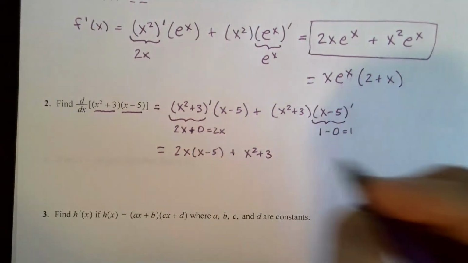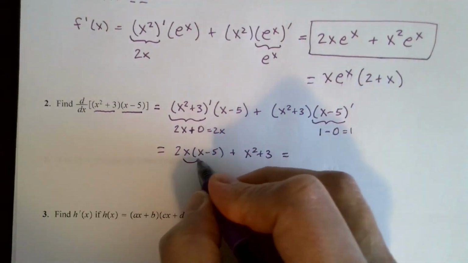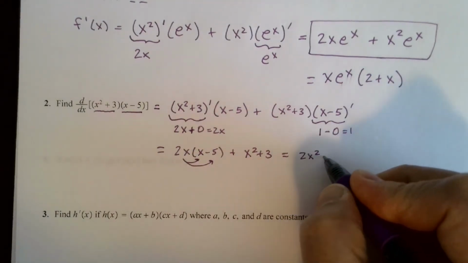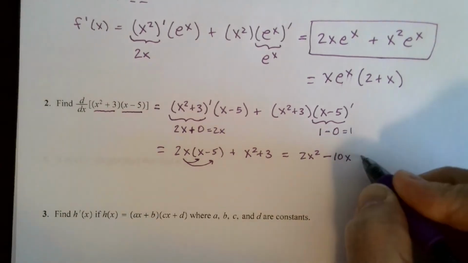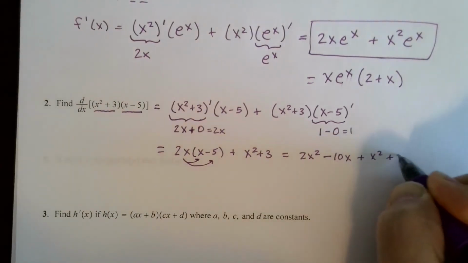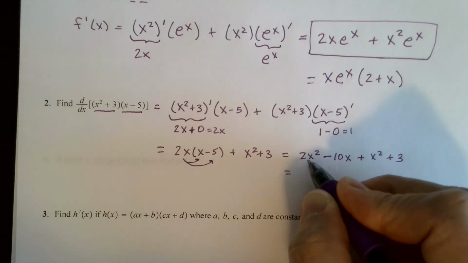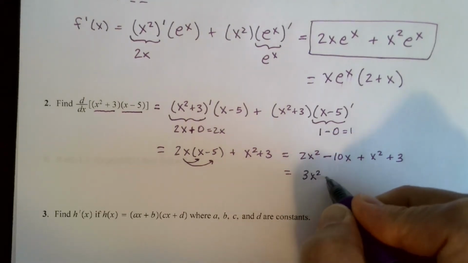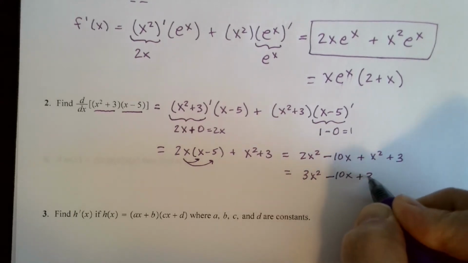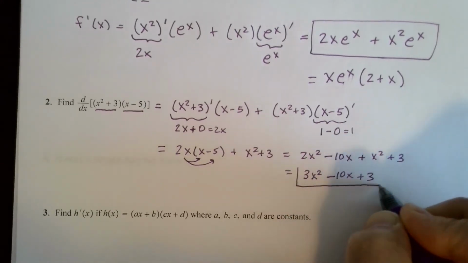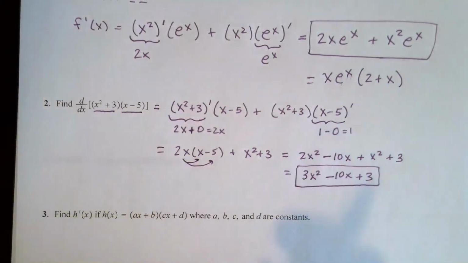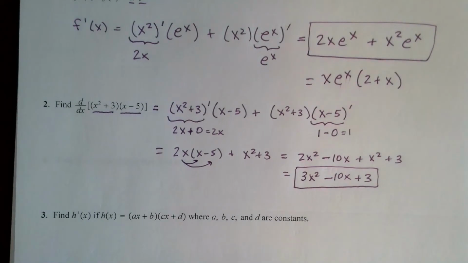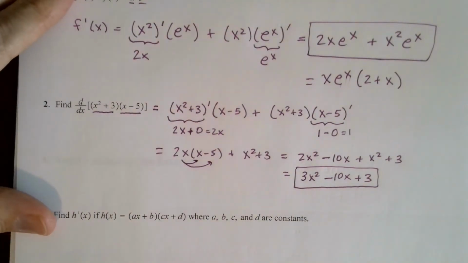Okay, there's my answer. But I might want to clean this up by distributing the 2x through, and I get 2x squared minus 10x plus x squared plus 3. I can combine some like terms: 2x squared plus x squared is 3x squared minus 10x plus 3. I'm going to leave it like that. Don't worry about trying to factor that. That's the answer.